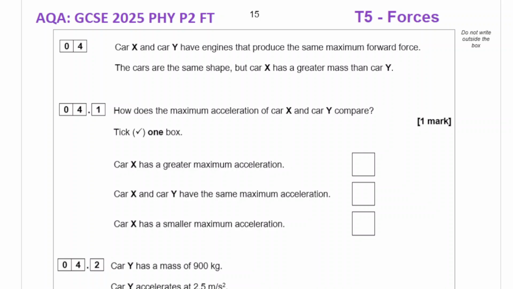Now, car X, same shape, car X has a bigger mass. If it has a bigger mass, then it will have a smaller acceleration. Remember the equation F equals ma. Mass is inversely proportional to the acceleration. So as the mass increases, acceleration decreases.